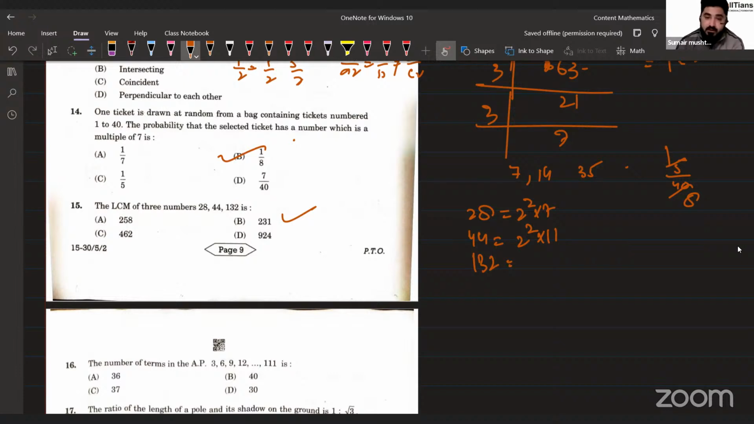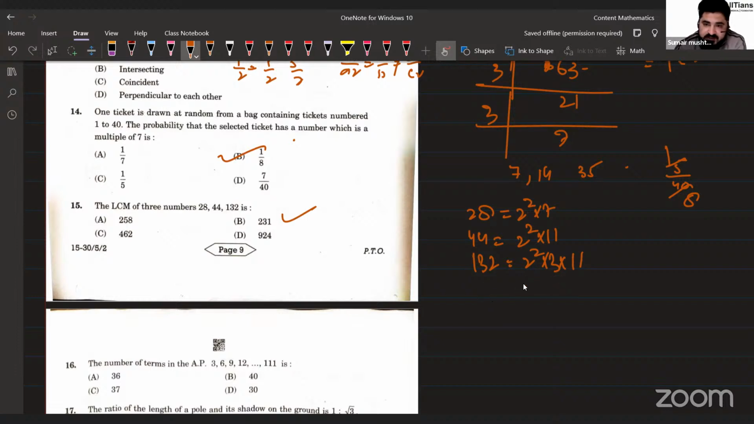How to write the 132? 132 can be written as 11 into 12. So 12 can be written as 2 square into 3, into 11. Come on, tell me, what is the answer? You are getting D? Nice. Okay, fine.